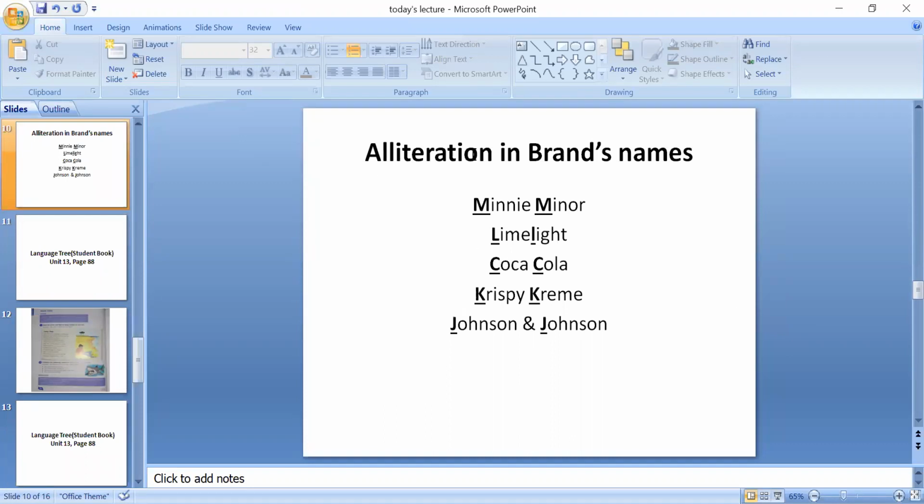Beta, look at the screen. Alliteration in brand names: Mini Minor, Limelight, Coca-Cola. Mini Minor, M sound, Limelight, L sound is repeating. Coca-Cola, K sound is repeating. Crispy Creamy, K sound is repeating. And Johnson and Johnson, J sound is repeating. Got it? So this is called alliteration.